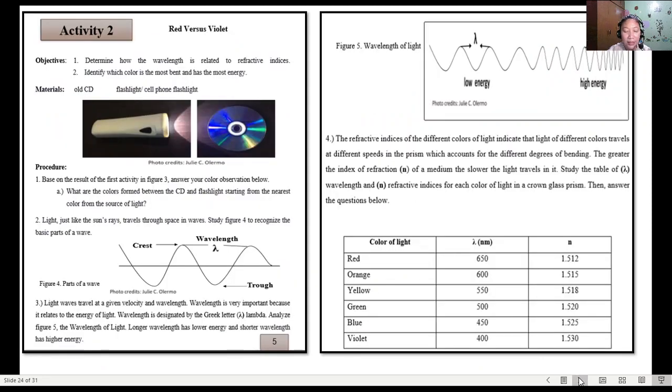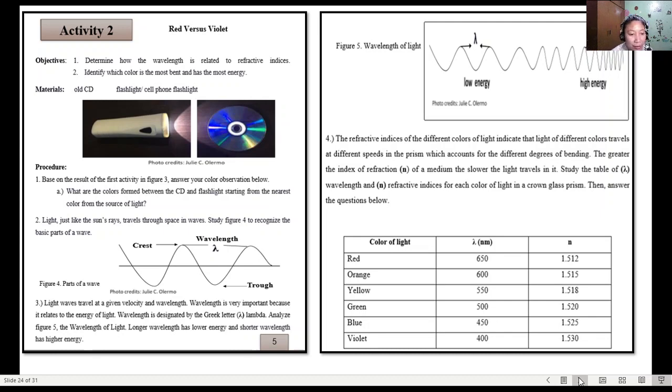Okay, next. Let's do activity number 2. The comparison of red versus violet. The materials are still the same: old CDs, flashlights, or cellphone flashlights. Here we can see the parts, the crest, then the trough. So that is the symbol of wavelength. Crest to crest, one wavelength. Trough to trough, one wavelength.